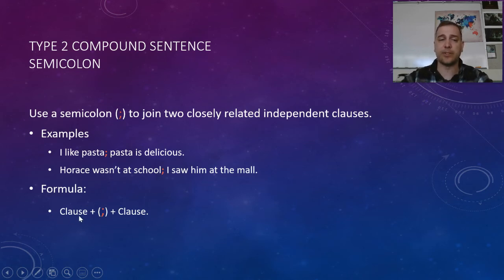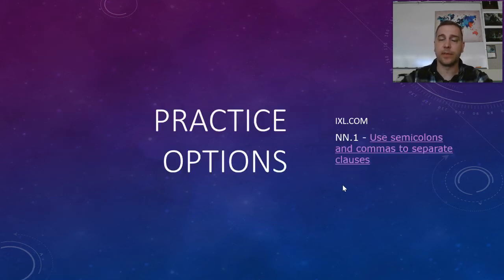And so it's really simple to make too. You have an independent clause, a semicolon, plus an independent clause, right? Or a sentence plus a semicolon plus another sentence, right? And so this is the second way to combine sentences together. And so that was a quick lesson.